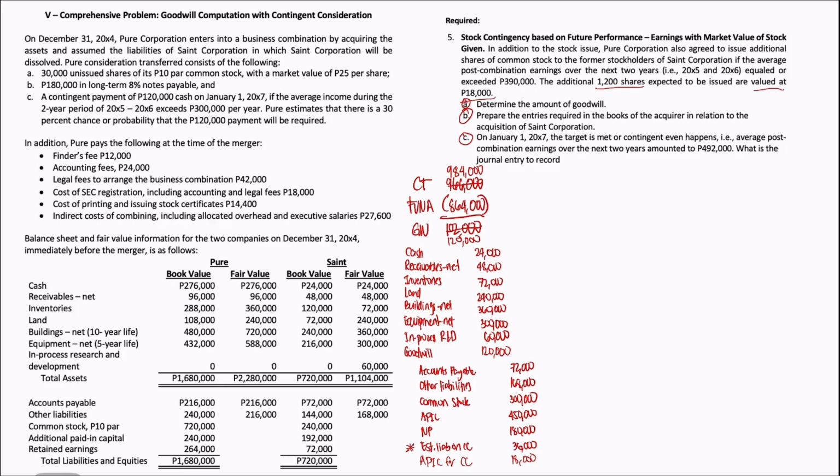On January 1, 20x7, the target is met or the contingent event happens. This makes the 1,200 shares payable. Hence, the journal entry is debit APIC for CC, $18,000, credit common stock for the par value of the 1,200 shares, that's 1,200 times 10, 12,000, and credit APIC for 6,000.